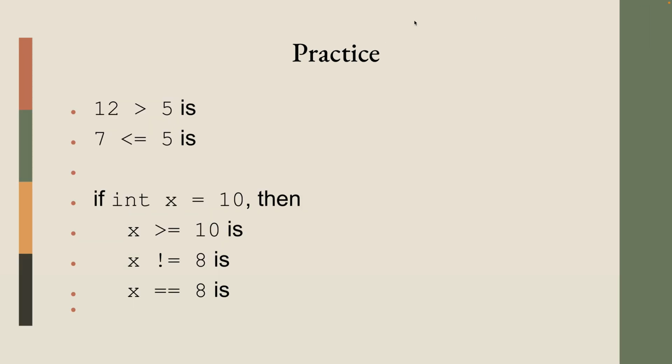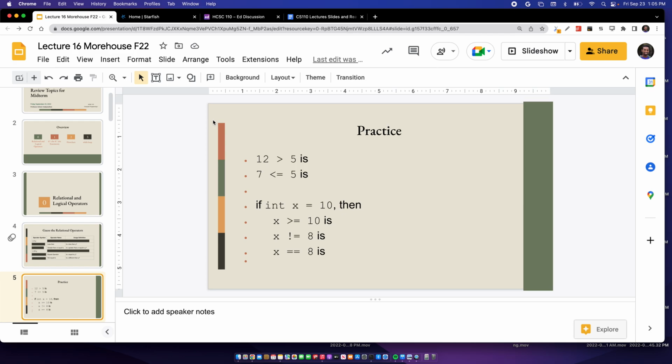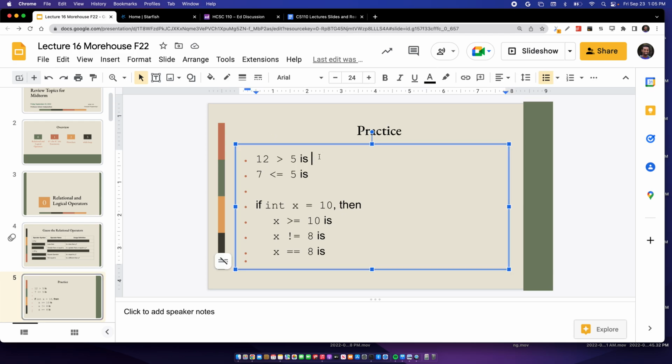Okay, so practice. How would we read this first one in English? Yep, and is that true or false? Okay, second one? Okay, less than or equal to 5, is that true or false? Okay, for these next three, we'll pretend x is equal to 10. Is x greater than or equal to 10? Because of the equal sign, if we didn't have this and it was just greater than 10, then what would the answer be? False. Okay.